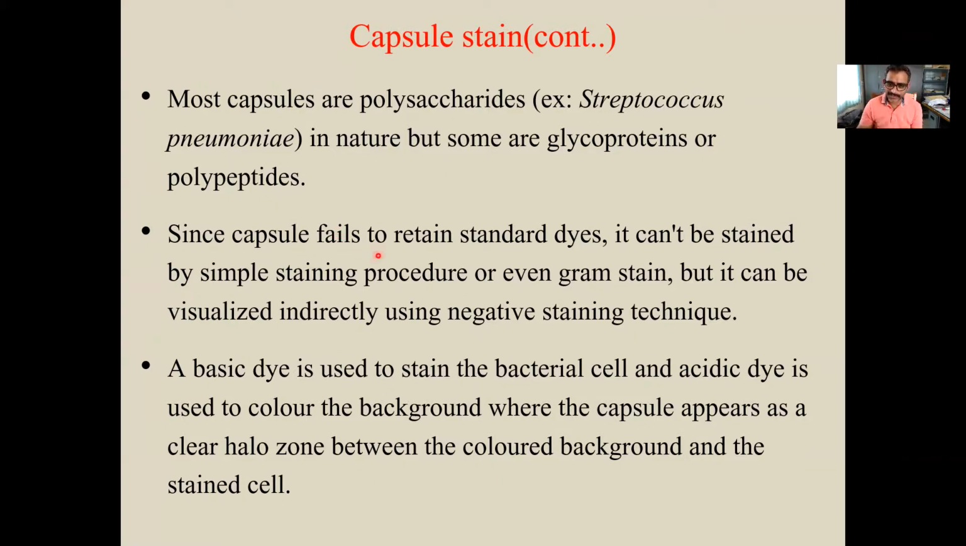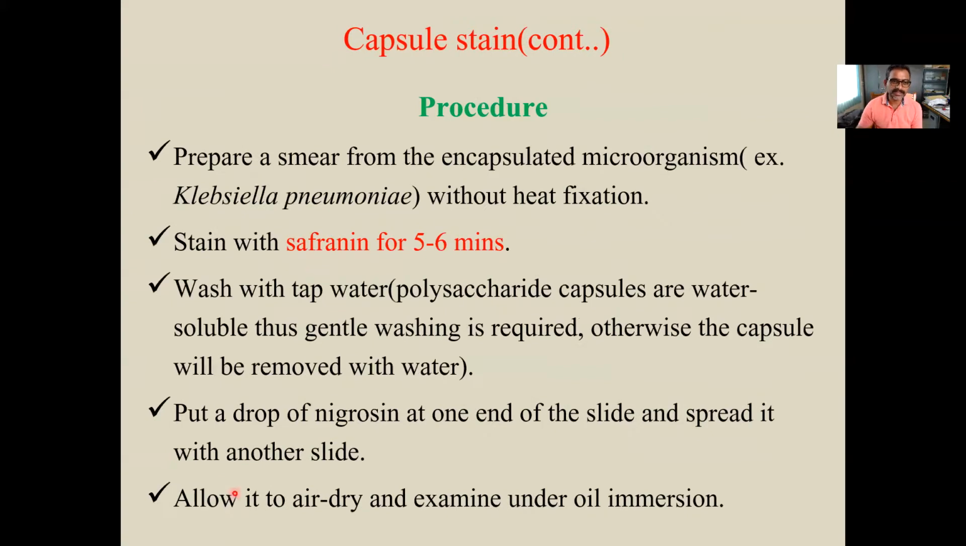Since capsule fails to retain standard dyes, it can't be stained by simple staining procedure or even with a gram stain, but it can be visualized indirectly using a negative staining technique. A basic dye is used to stain the bacterial cell first, like methylene blue or crystal violet. Then an acidic dye is used to color the background where the capsule appears as a clear halo zone. The procedure is the capsule staining procedure.